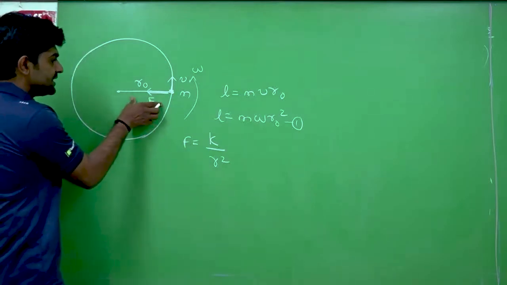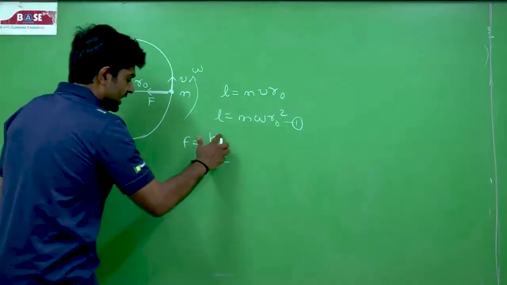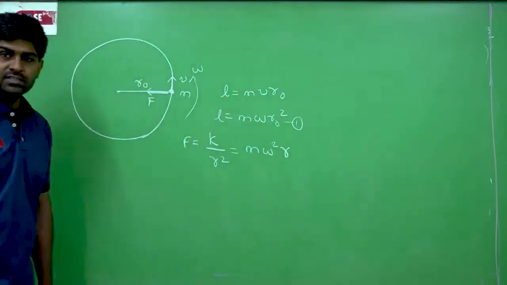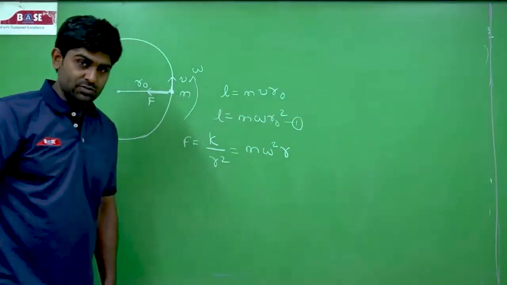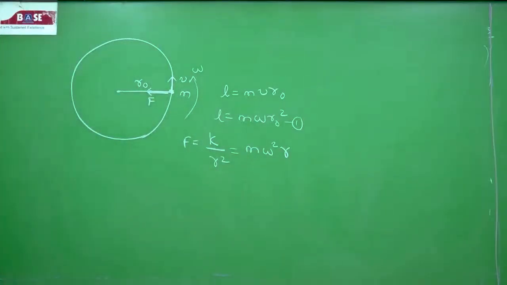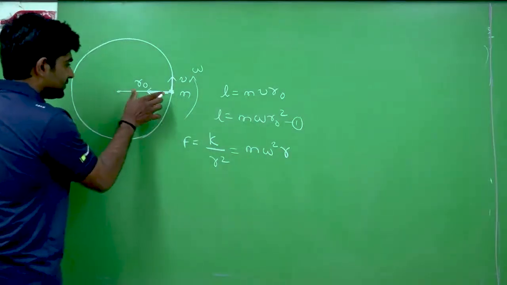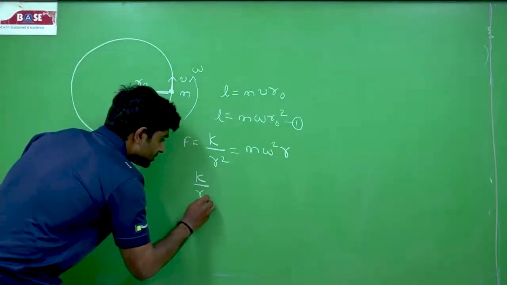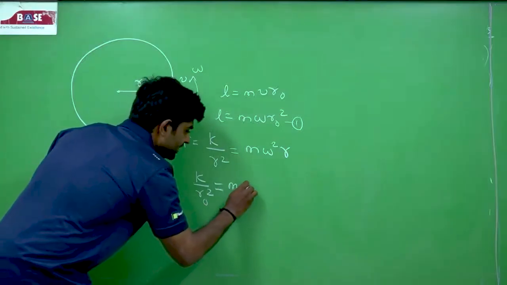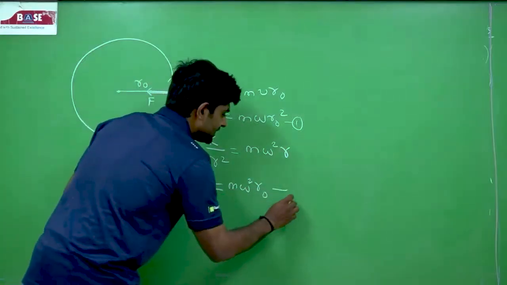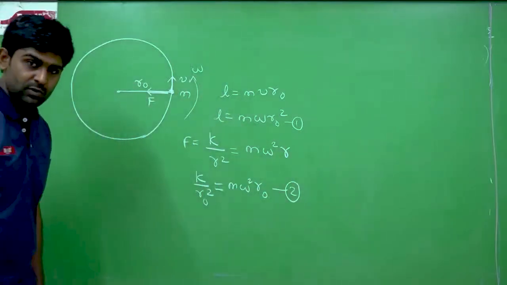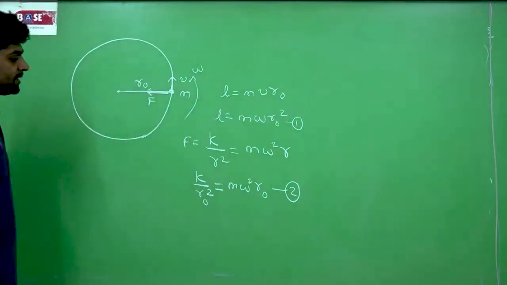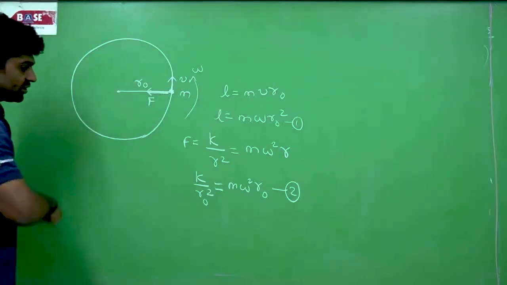And this force is helping it to move in a circular path, right? So K by R squared should manifest as centripetal force. So m omega squared R would be the centripetal force, correct? Now once we get this logic, if this is the given configuration, then K by R0 squared is equal to m omega squared R0. That would be the initial condition. Let's keep that one as equation 2, because this is our initial condition. It was moving peacefully like this with R0 radius and it was maintaining that circular path.